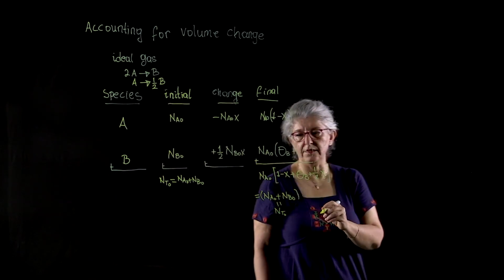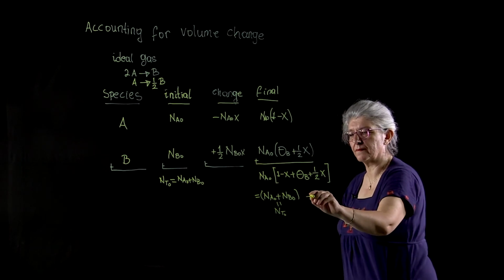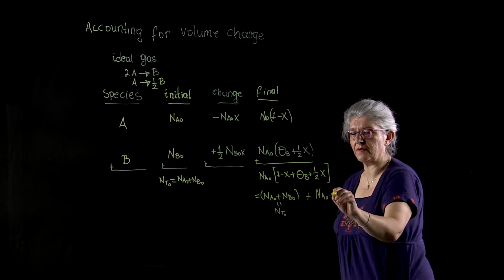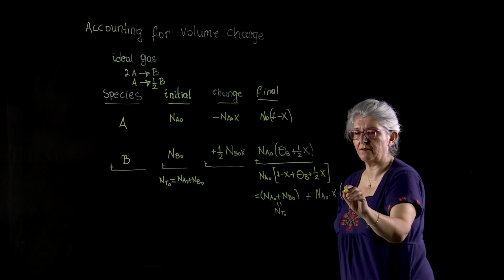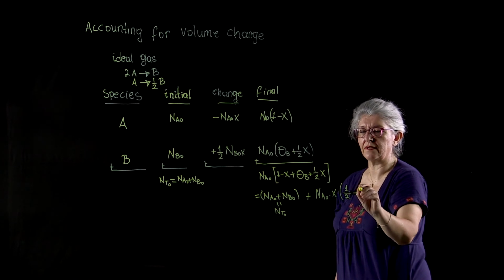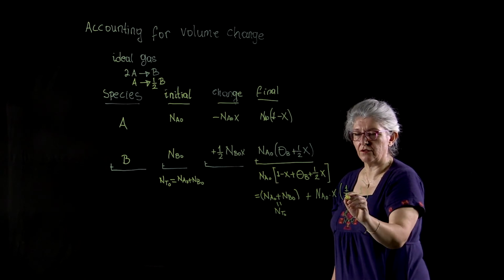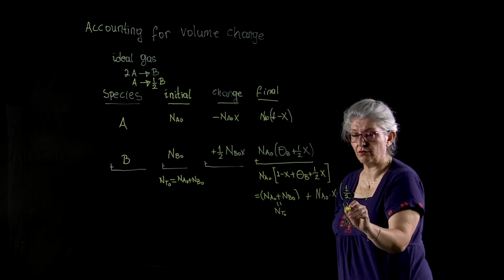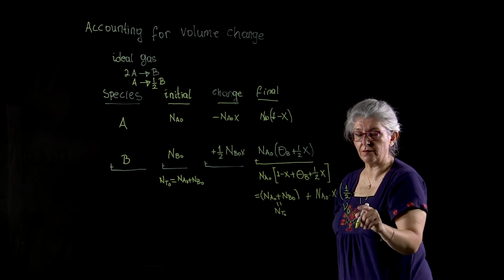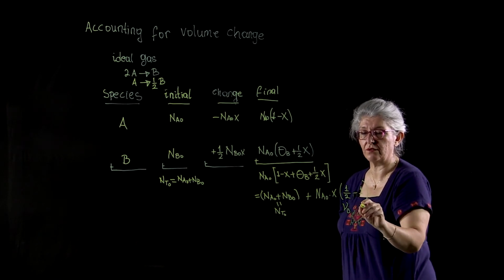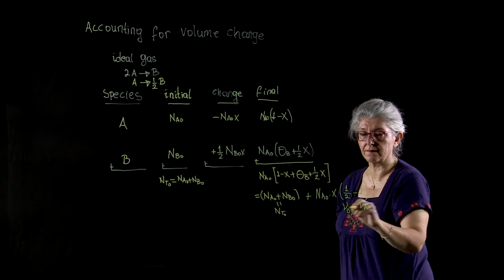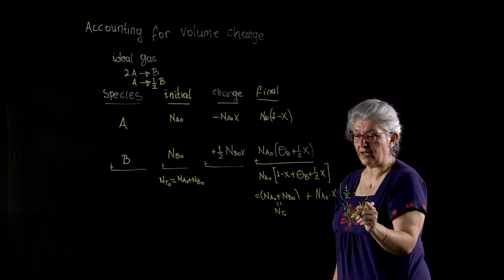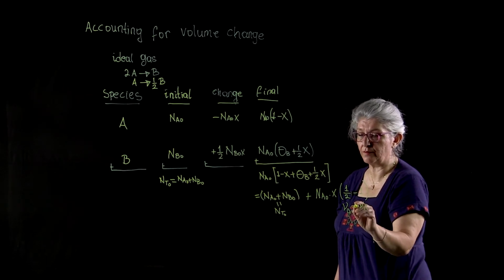And here on the other side, we have N_A0 times X times (1/2 minus 1). So this was the stoichiometric coefficient of B, I will call this nu_B. This is the stoichiometric coefficient of A, I will call this nu_A. Actually, this is nu_B plus nu_A.